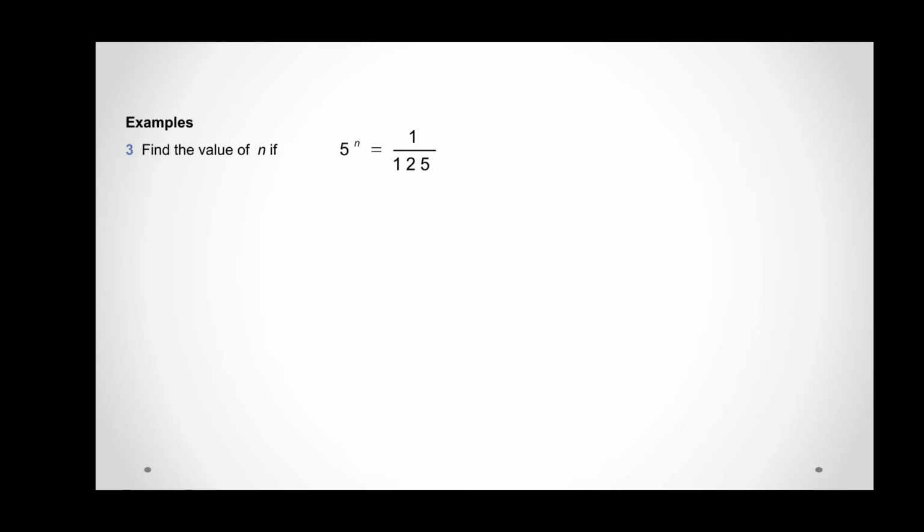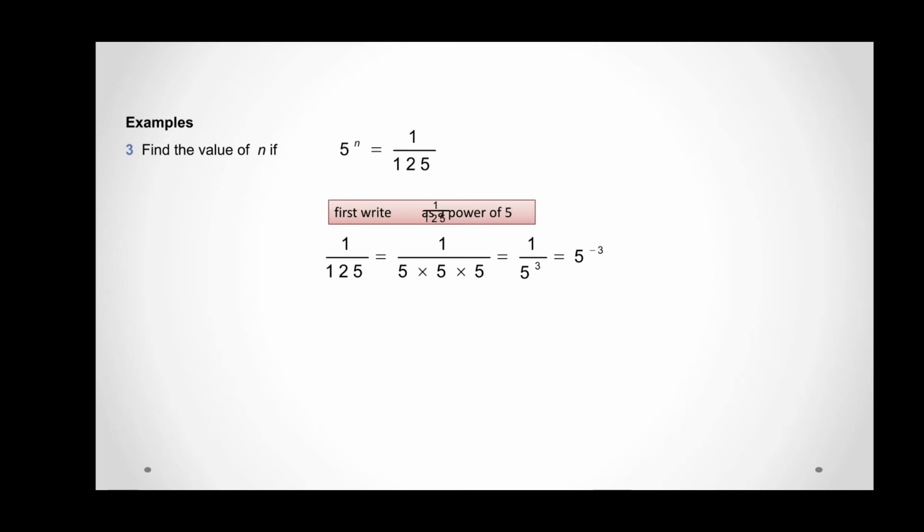So another example, 5 to the power n is equal to 1 over 125. So then 1 over 125 also you have to write as a power of 5. So we know that 125 means 5 into 5 into 5. So that is equal to 1 over 5 to the power 3. You can write as a negative power, 5 to the power minus 3. So then 5 to the power n is equal to 5 to the power minus 3. Then n is equal to minus 3. Because the base is equal, then you can equal the powers also.